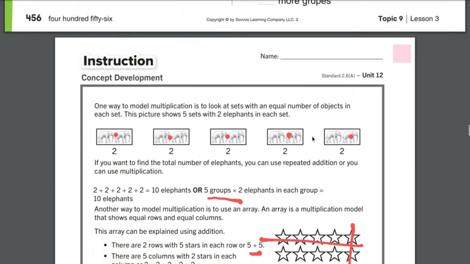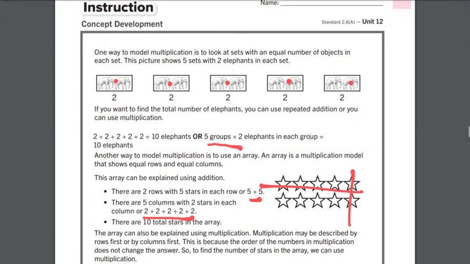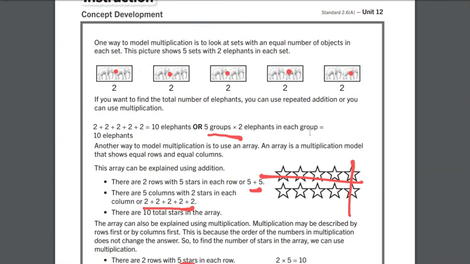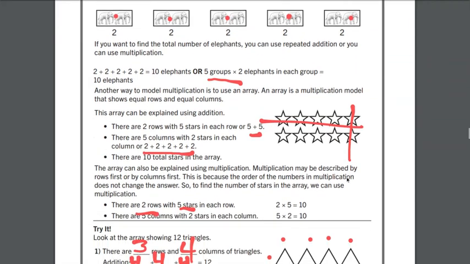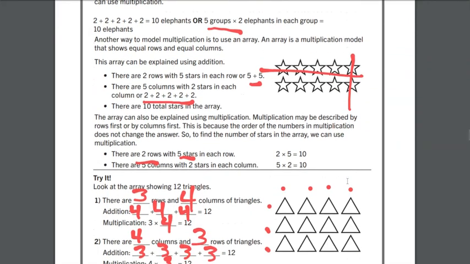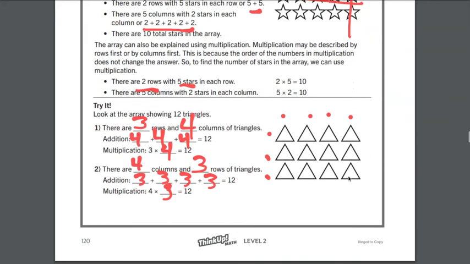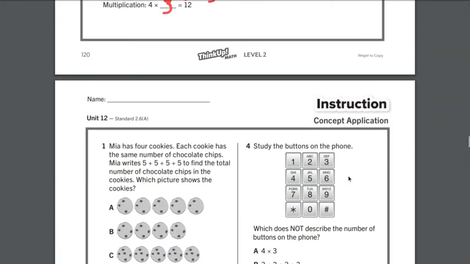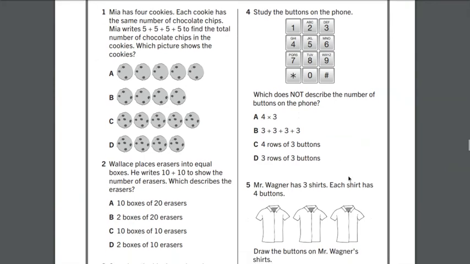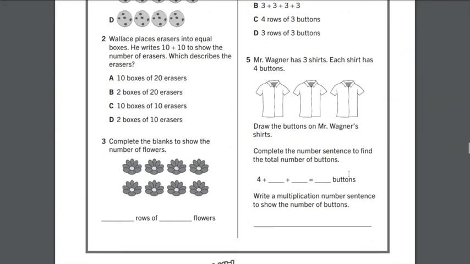Lesson 2 of your multiplication goes into different ways to multiply. So yes, we do have repeated addition, but we also have what is called an array. An array is a multiplication model that shows equal rows and equal columns. All right, so again, I kind of walked you through that, and you can slow the video down or pause it whenever you need to. This is going to be your practice page for that set of multiplication.